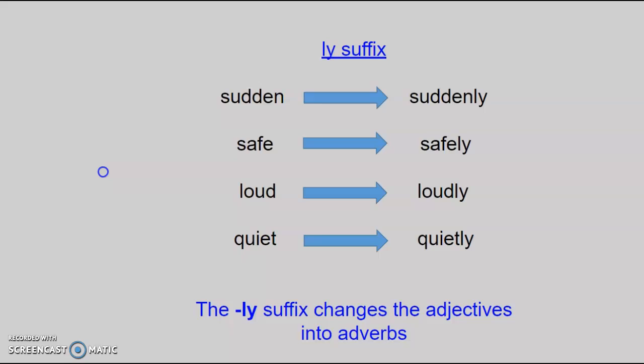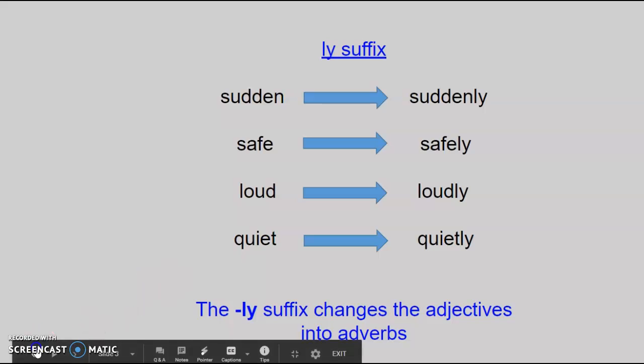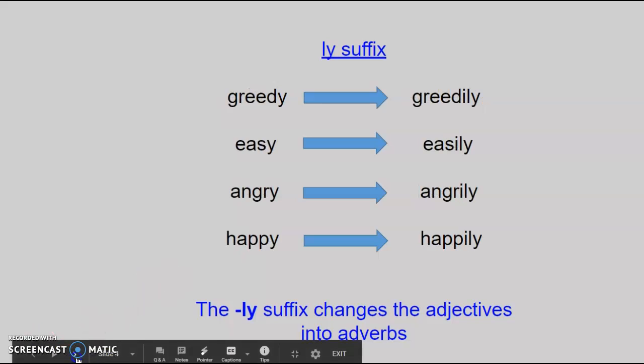So here are some adjectives and they've been changed into adverbs. Now, can you remember in Grammar Masters on Monday when you were learning about the ly suffix and adverbs? So here are the words. Sudden is changed into suddenly. Safe becomes safely. Loud becomes loudly. Quiet becomes quietly. And can you see all of these words, all we've done is added the ly suffix. Nothing needed to be changed with the root word or the base word. So that's very straightforward and easy to remember when you're spelling them.